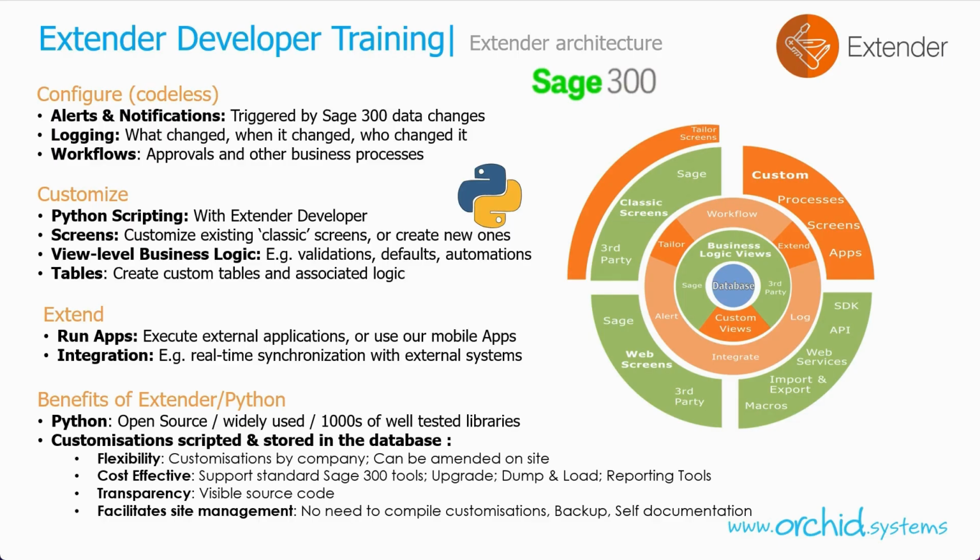It's cost effective because it supports all the standard Sage 300 tools like upgrading and dumping and loading. And because when you add tables, the data dictionary is maintained, all reporting tools that see your other Sage 300 data will see your new tables in the same way. Because the source code is visible, it's transparent. And because the source code is in the company database, it is self-documenting, it is backed up when the company database is backed up, and it facilitates site management.